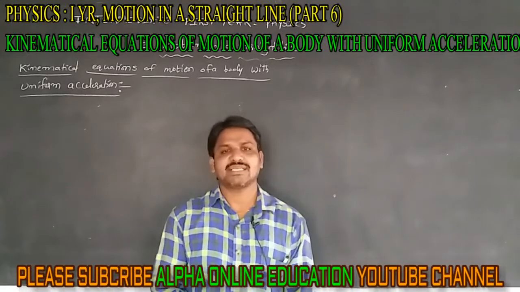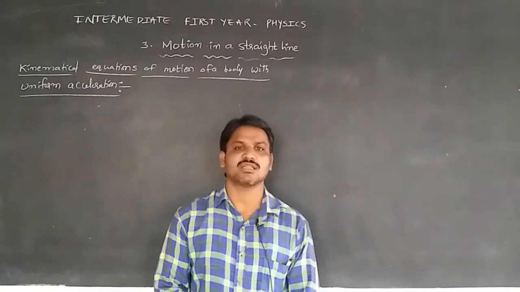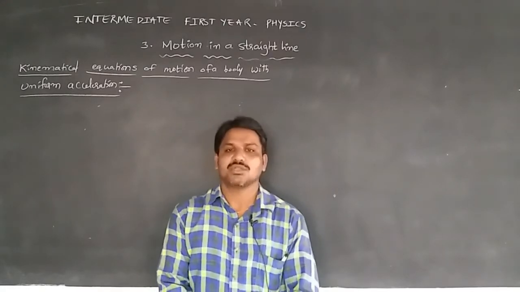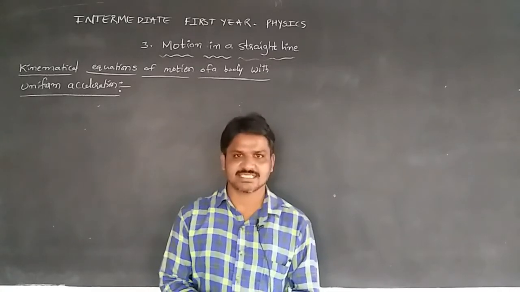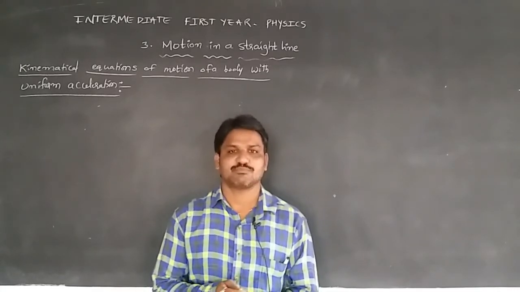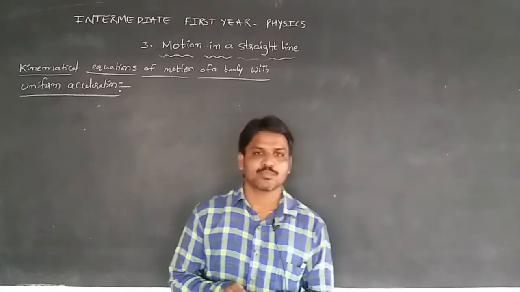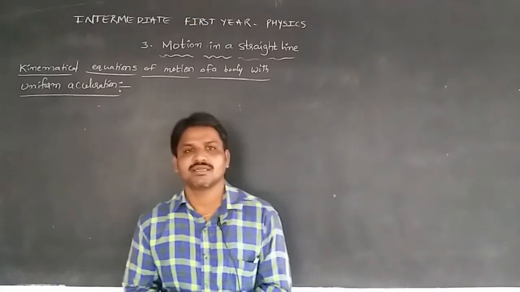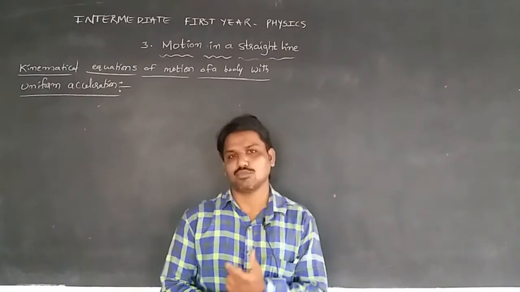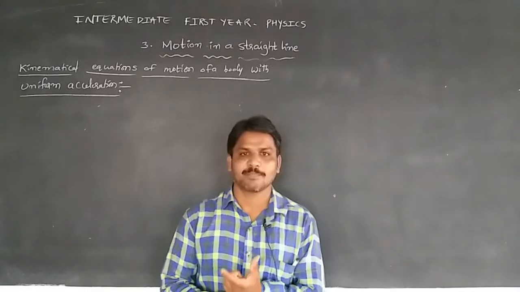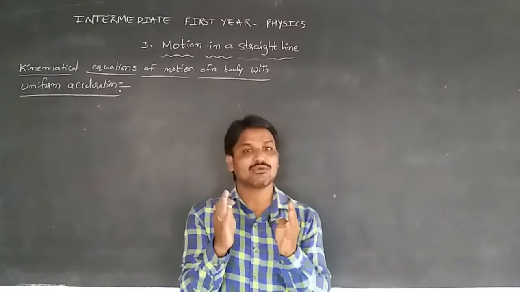The parameters of motion. That means when a body is in motion, what parameters are involved during its motion: displacement, distance, velocity, speed, acceleration, retardation, like that. We also learnt about what uniform motion is. Uniform motion means the body travels equal distances in equal intervals of time.